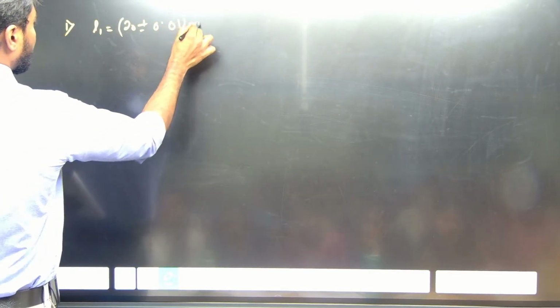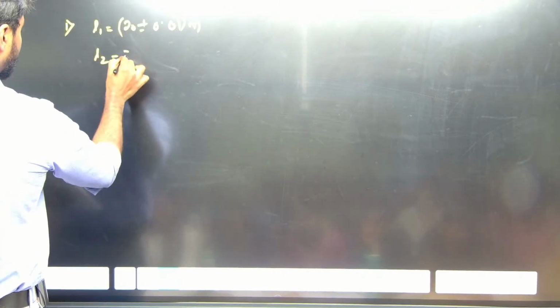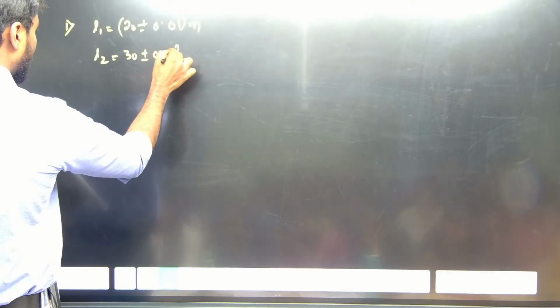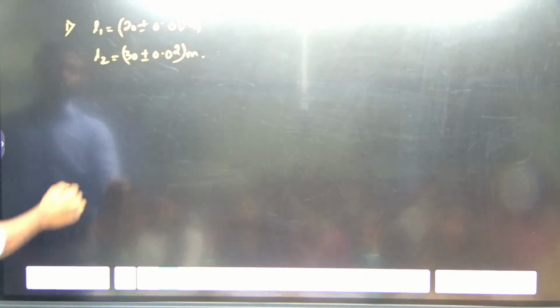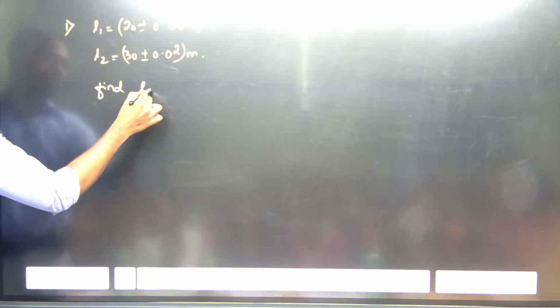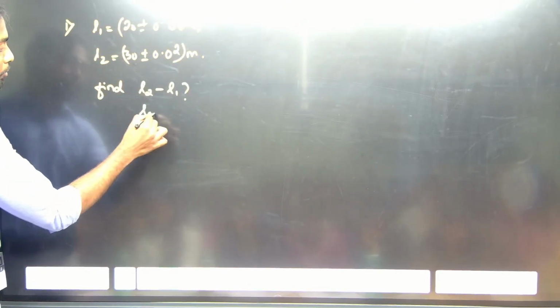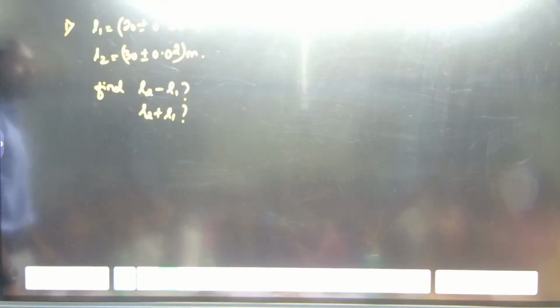Now you write it. The first one is addition and subtraction. The question is L1 equals 20 plus or minus 0.01 meter. L2 equals 30 plus or minus 0.02 meter. The question is to find L2 minus L1 and L2 plus L1. Two questions they have given.